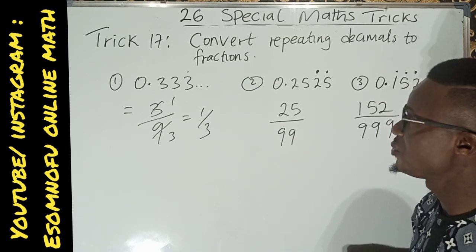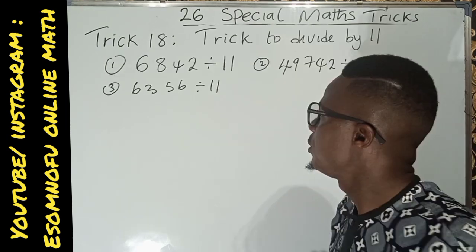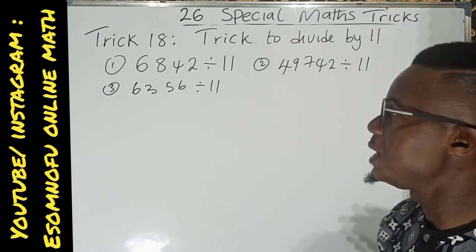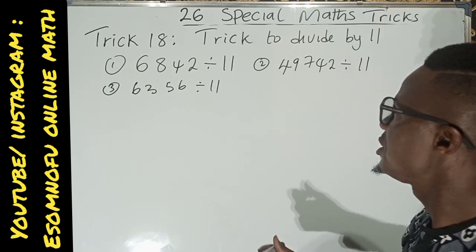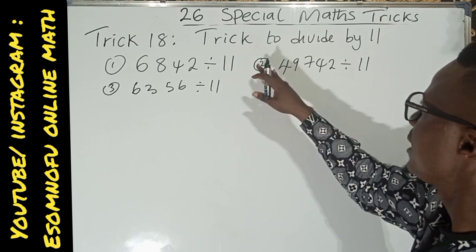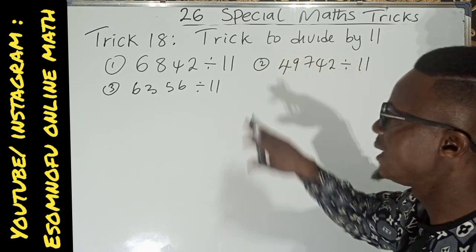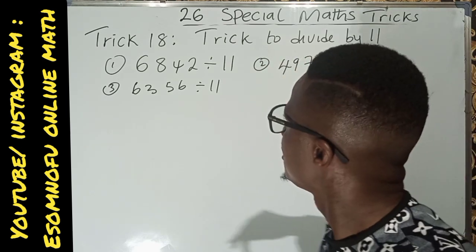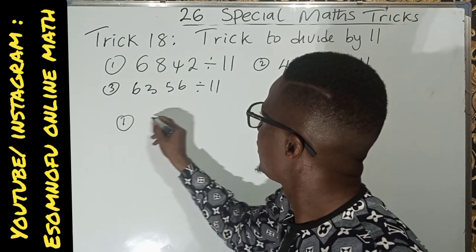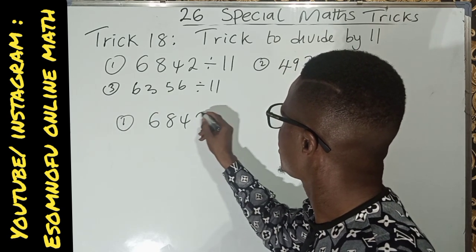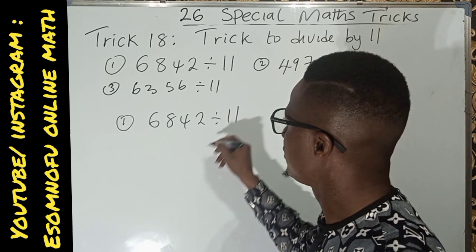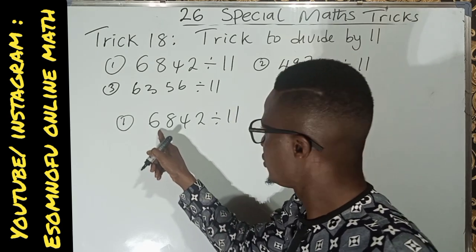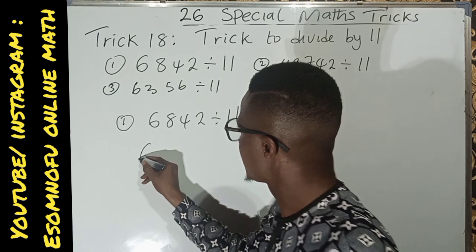Let's take another question, which is trick number 18. We are heading to trick number 18, and in trick number 18 we want to find how to divide a number by 11 without using a calculator. For the first one, we will have 6842 divided by 11. To divide this number by 11, just write down the first digit, which is 6.